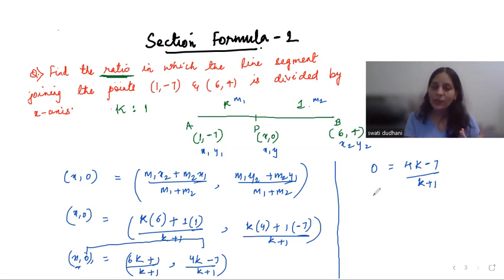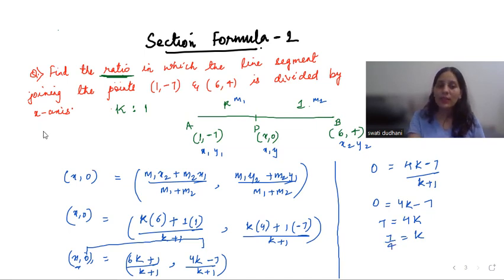So equating the y coordinates, k plus 1, when I transpose, it becomes 0. So 0 is equal to 4k minus 7. So 7 is equal to 4k, or k is equal to 7 by 4. Now once we get the value for k, the ratio here will be k, which is 7 by 4, is to 1. This can be written as 7 is to 4. So this is the ratio, 7 is to 4.